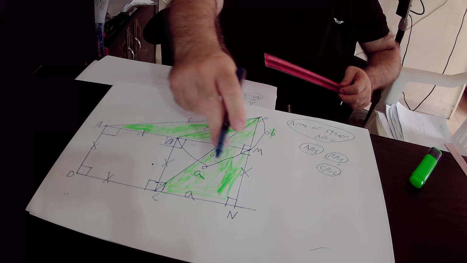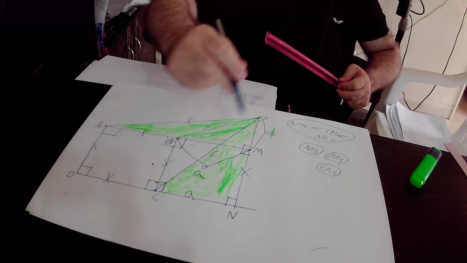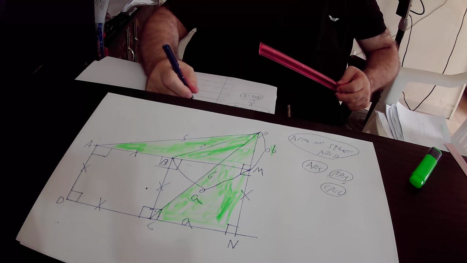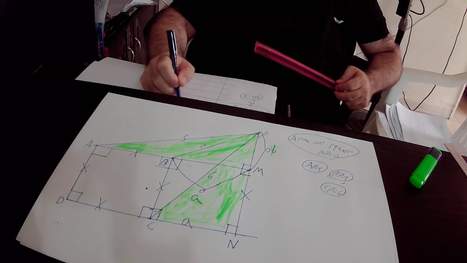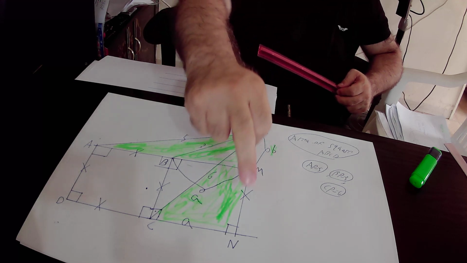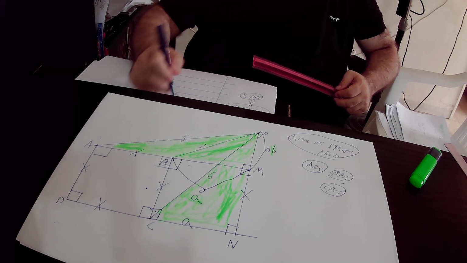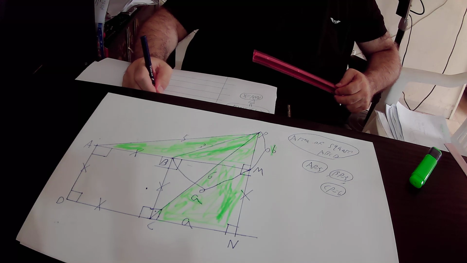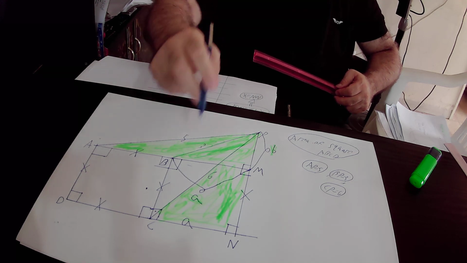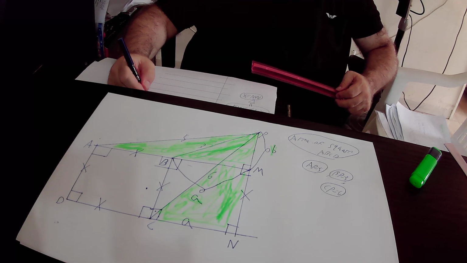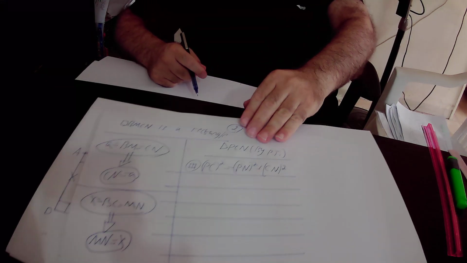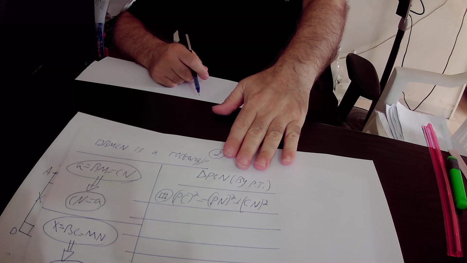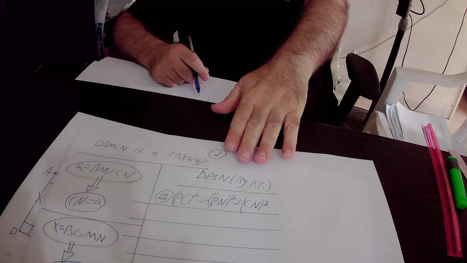The hypotenuse in the right triangle PCN is PC, therefore the square of the hypotenuse is PC squared. And it must be equal to the sum of the squares of the perpendiculars, that is to say, PN squared plus CN squared. I repeat again, in the right triangle PCN, according to the Pythagoras theorem, PC squared equals PN squared plus CN squared.